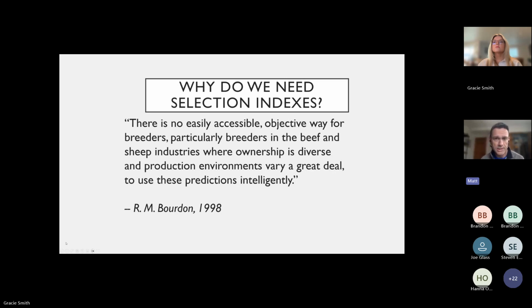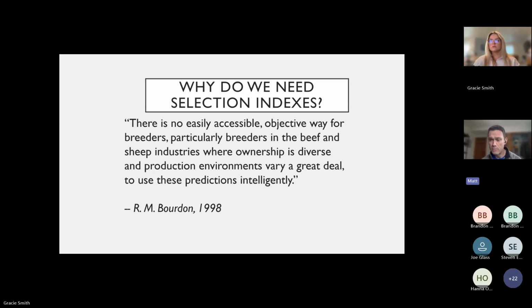It begs the question then, why do we need selection indexes? I like this quote from Dr. Rick Borden, former faculty member at Colorado State, who said there is no easily accessible objective way for breeders, particularly breeders in the beef and sheep industries where ownership is diverse and production environments vary a great deal, to use these predictions intelligently. And by these predictions, he meant EPD. And it's not my belief that Dr. Borden was saying that beef cattle producers are inherently stupid. What he's saying is we've made it too hard, right?